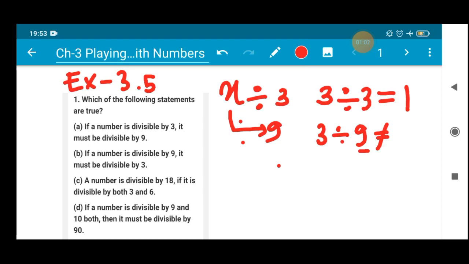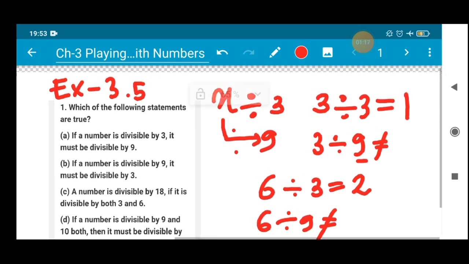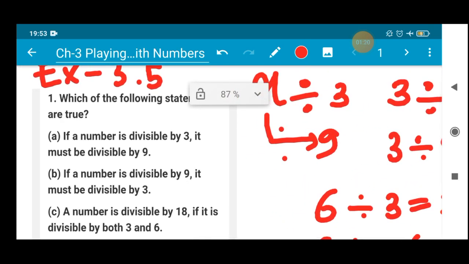Say we have another number, 6. Yes, 6 is divisible by 3, 3 twos are 6. But can 9 divide 6? No, because 9 is a greater number and it cannot divide 6, a smaller number. So if a number is divisible by 3, it is not compulsory that it must be divisible by 9. So the statement here is false.